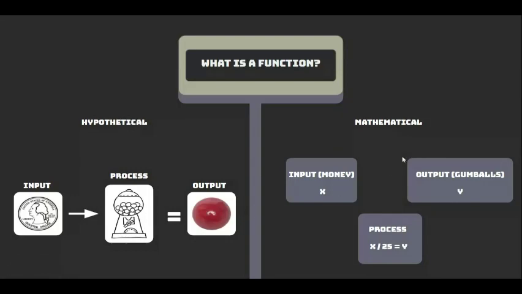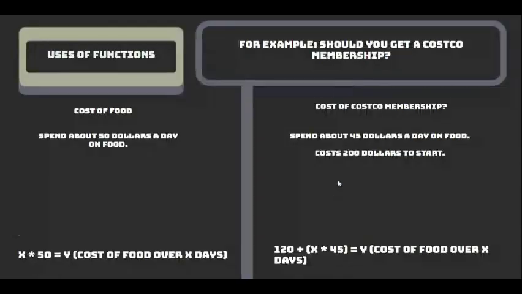And you can represent this in a math way of having the input as x, the output as y, and the process being x divided by 25 equals y, or x cents or x pennies divided by 25 equals y gumballs.